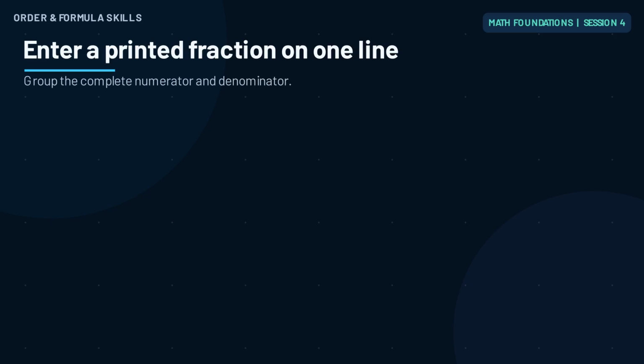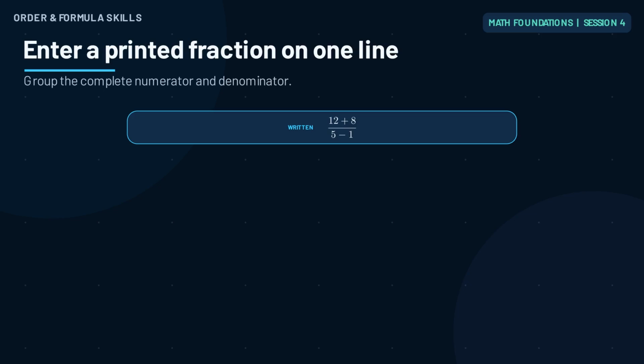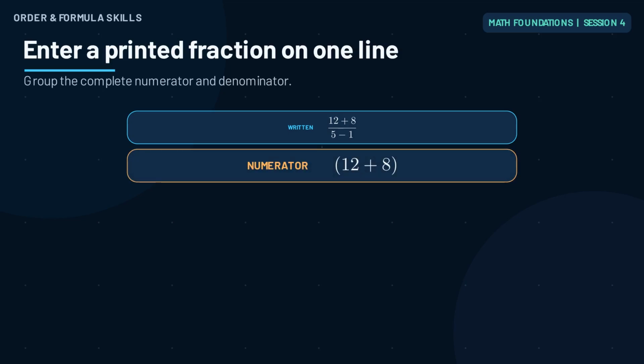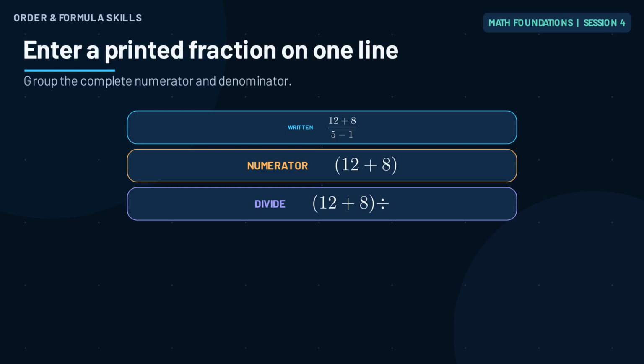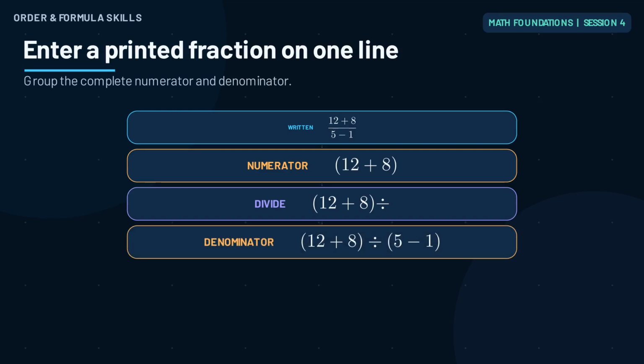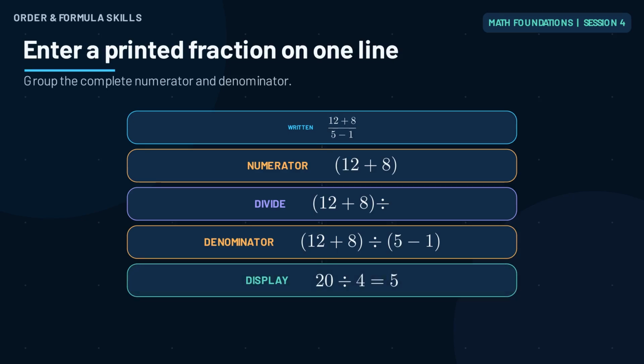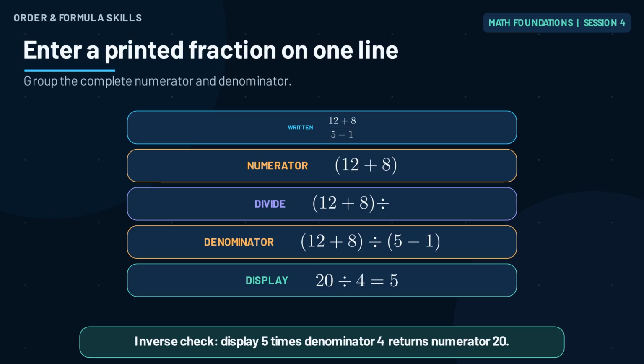Translate the fraction 12 plus 8 over 5 minus 1 into a one-line calculator entry. The entire numerator is a group, so begin with an opening parenthesis, 12 plus 8, and a closing parenthesis. Press divide. The entire denominator is another group, so enter an opening parenthesis, 5 minus 1, and a closing parenthesis. Now evaluate. The groups become 20 divided by 4, and the display is 5. A quick inverse check multiplies 5 by 4 and returns the numerator 20.